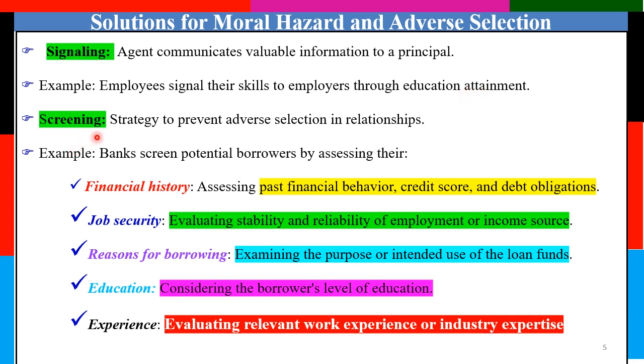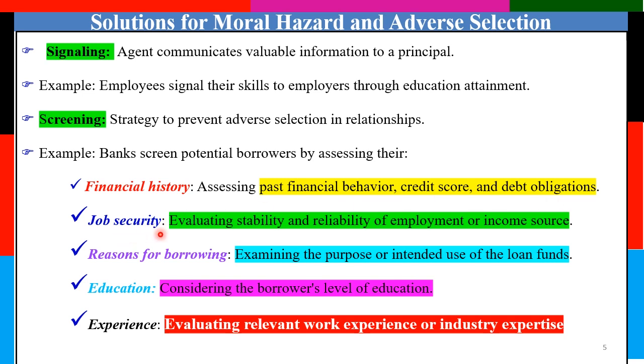Another solution is screening. It means a strategy to prevent adverse selection in relationships. For example, banks screen potential borrowers by assessing their financial history. That means assessing the past financial behavior, credit score, and debt obligations of the borrowers. The bank should know the background of the borrowers: their past financial behavior, what it looked like, their credit score, and their debt obligation to pay back what he or she may have borrowed. This is one way of screening.